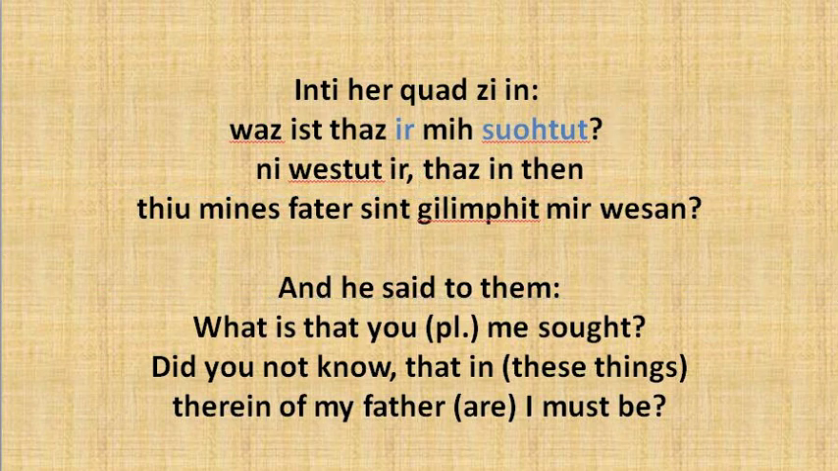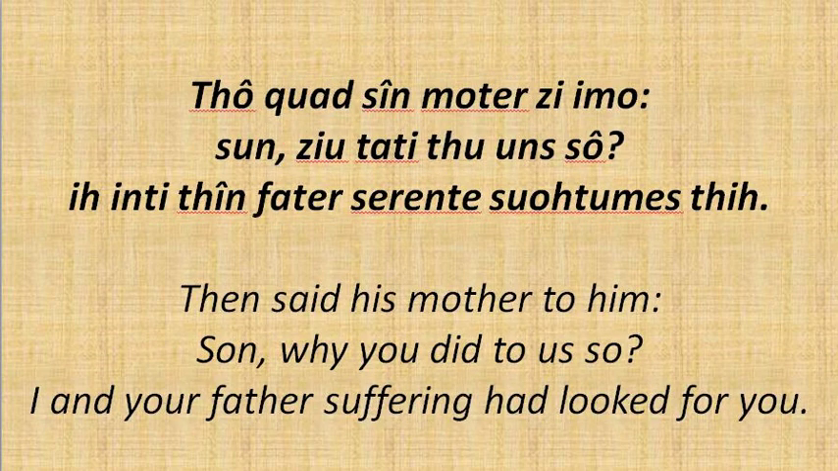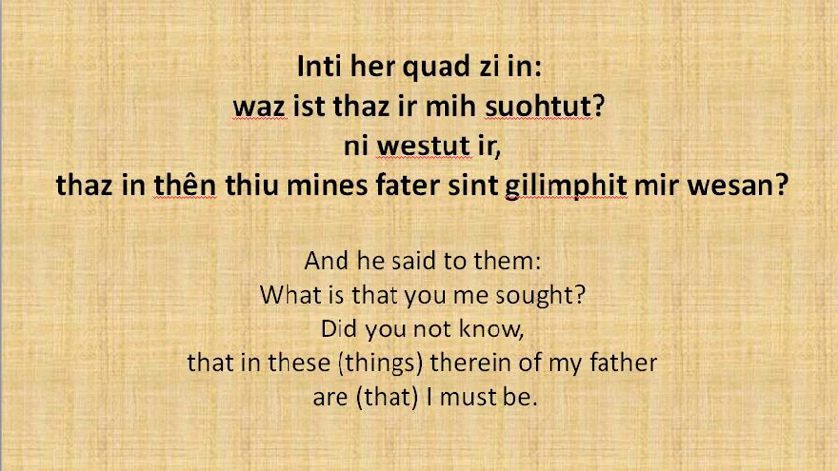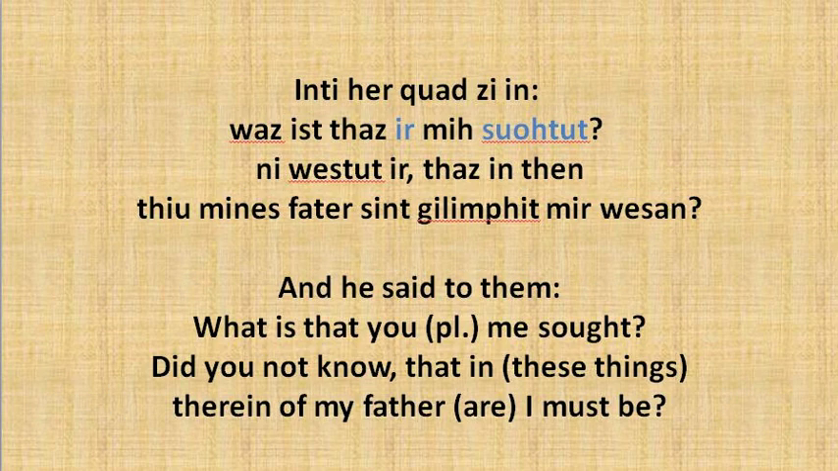Okay. All right. Before I did this video, this was my own workings of the previous sentence. It's more or less what I said earlier, and that was my other workings of trying to figure this out. But as we worked it out here, this is the best I can make out of what this passage is trying to articulate. So, and he said to them, Inti her quad si in was that ist das ihr mich suchtot? Ne, was tut ihr das in den Dio mines Vater sind glimpfit mir wesson? And he said to them, What is it that you me sought? Did you not know that in these things therein of my father are I must be?